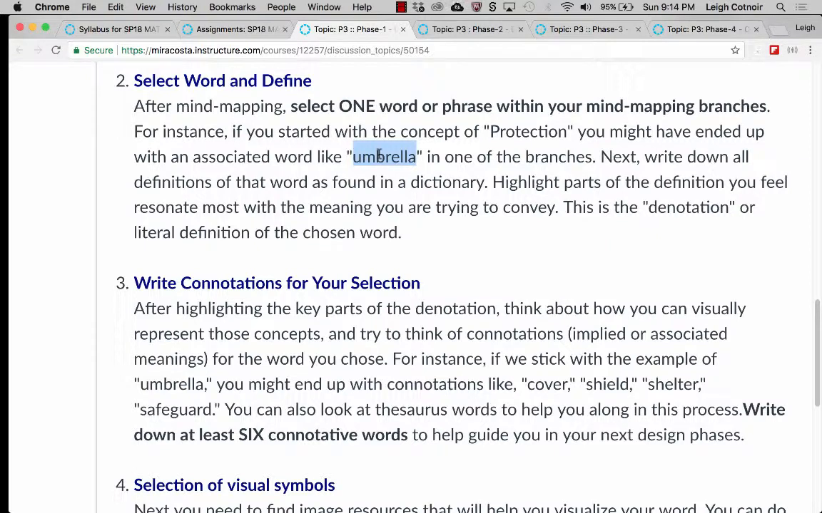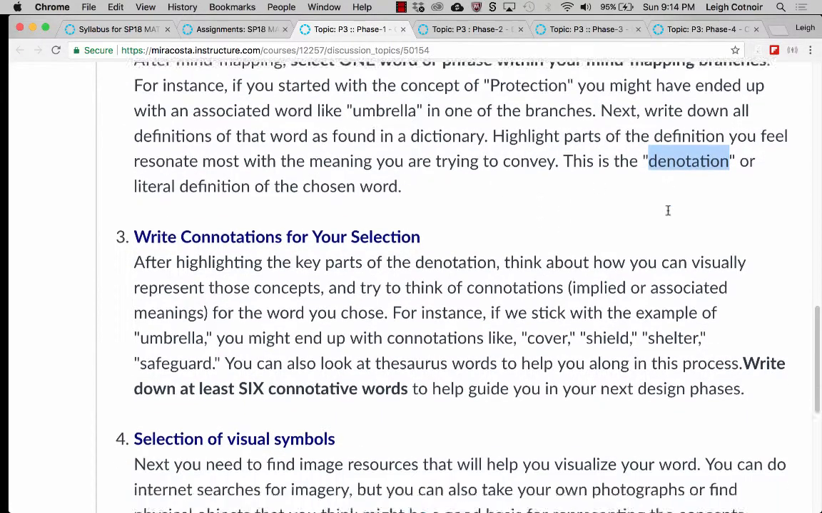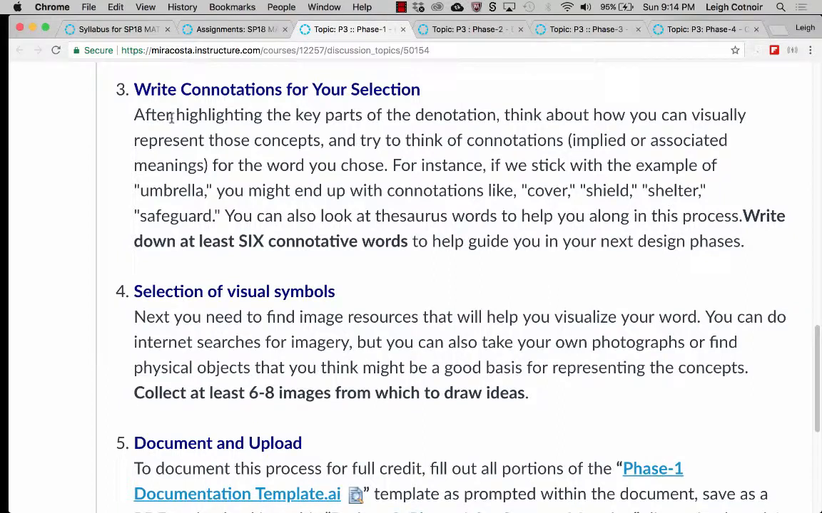The next thing you would do is write down all the definitions of that word as you would find them in the dictionary. Highlight the parts of the definition that you feel resonate the most with the meaning that you're trying to convey. This is called the denotation, as I mentioned before. Next, you're going to write connotations of that selection.